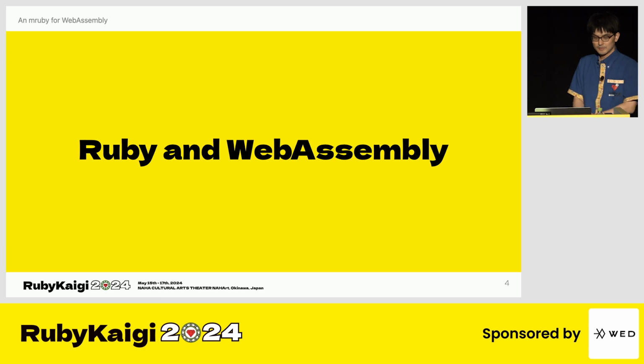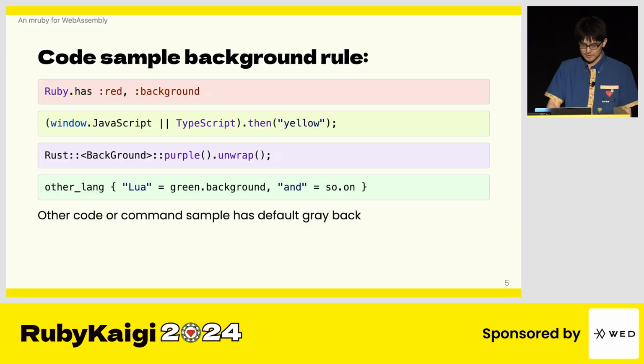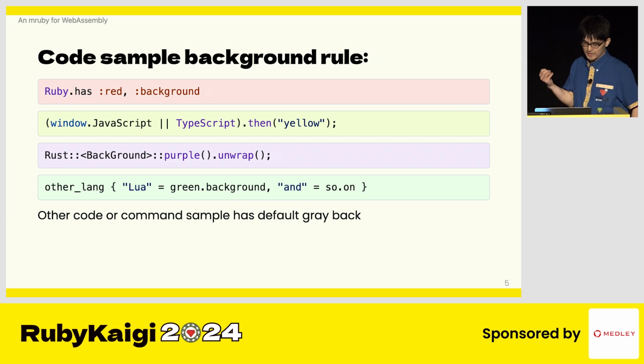So today I'm going to talk about Ruby and WebAssembly. But first of all, I will present a lot of kinds of language examples. So I changed the background for the watcher's convenience. This slide is multilingual. So please be careful.